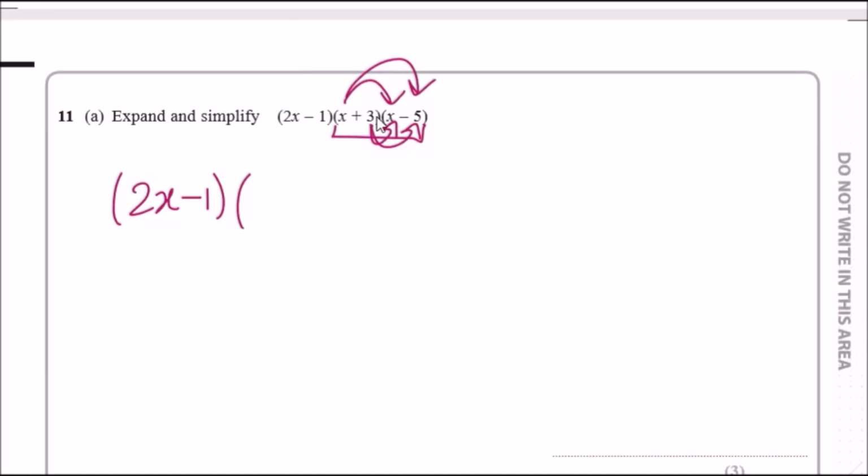x and x is x squared. x times minus 5 is minus 5x. And then 3 times x is 3x. Combine these two, you get minus 2x. And then 3 times minus 5 is minus 15. So just a quick and fancy way of doing it.